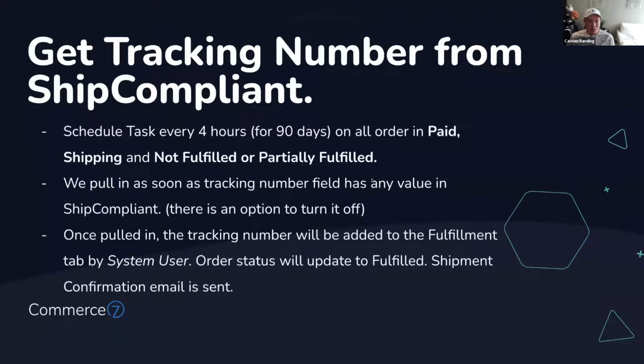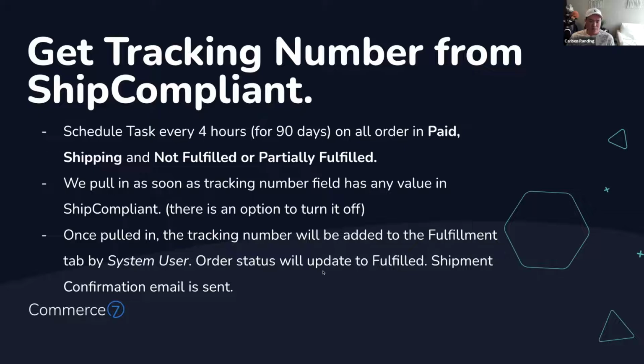And lastly, once the tracking information is pulled into the Commerce7 order, the tracking number along with the other tracking information will be populated in the fulfillment tab. In the history section, you should see that this action is performed by system user. This is how you can know that that particular action of updating the fulfillment status from not fulfilled to fulfilled was done through this mechanism of the scheduled task.